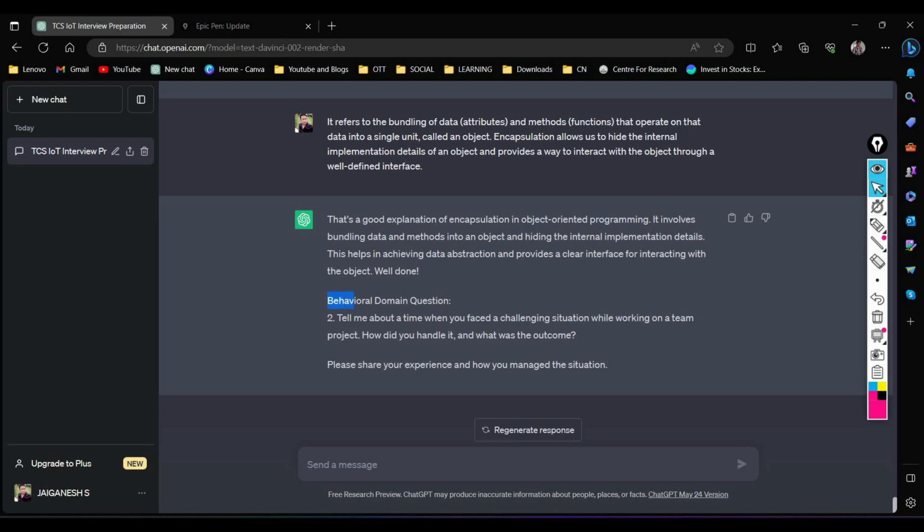The second question is a behavioral domain question. Tell me about a time when you faced a challenging situation while working on a team project, and how did you handle it? In order to make it a little bit realistic, let me say that I haven't worked on any realistic project. Let us see what ChatGPT says.